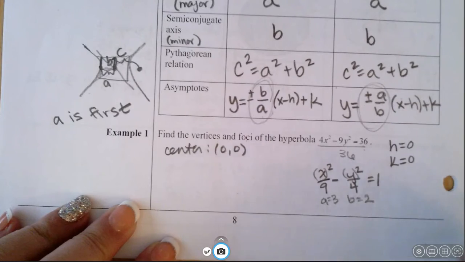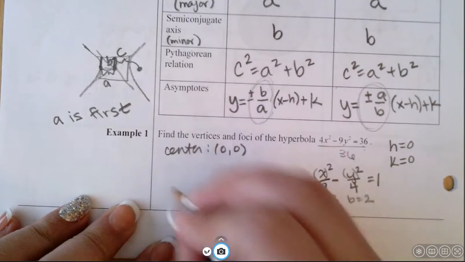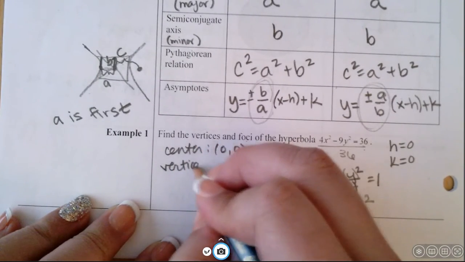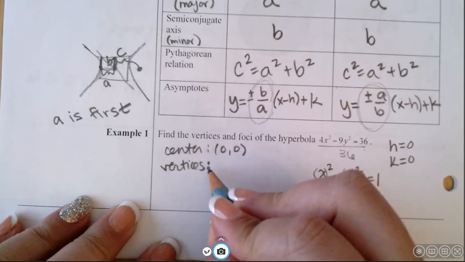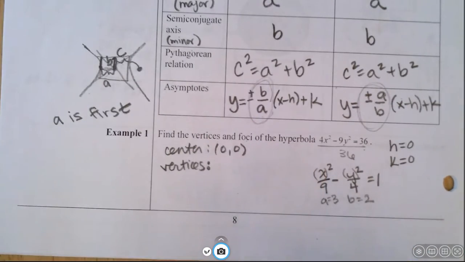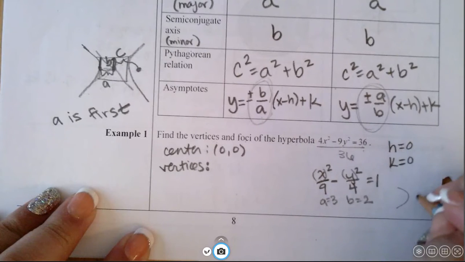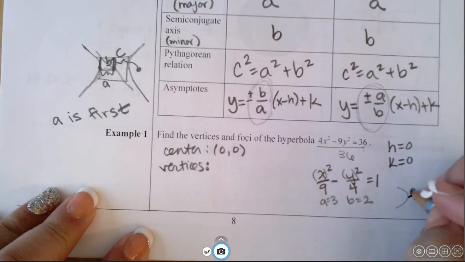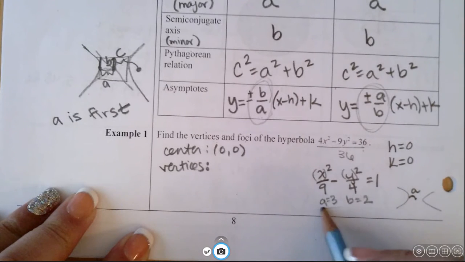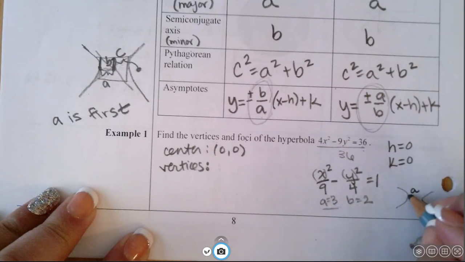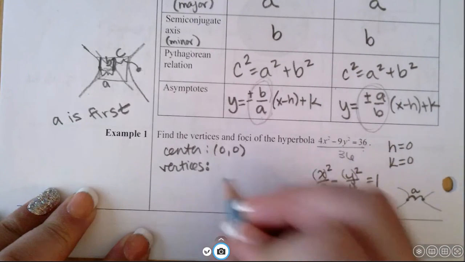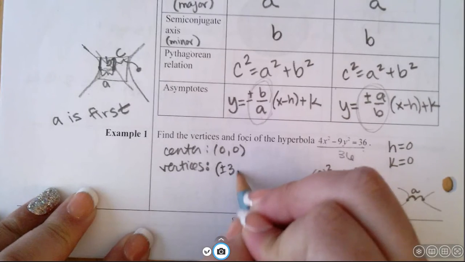And then we say, okay, well, let's find the vertices first. Vertices are the value of A. So I need to know which way this is going, sideways or up and down? X is first, so this is going sideways. Centered at 0, 0, my vertex is a distance of A away. So that's 3. Now this would be minus 3 and this would be plus 3 along the X values. So we have plus or minus 3 comma 0.